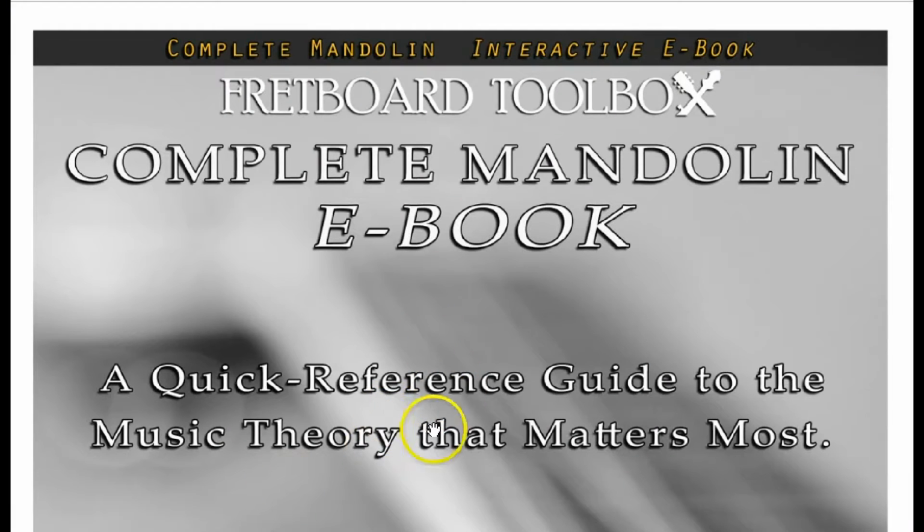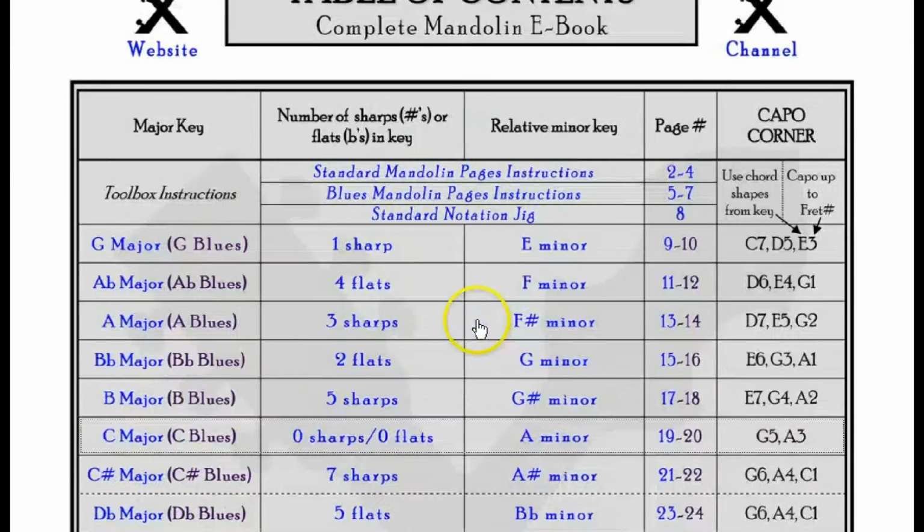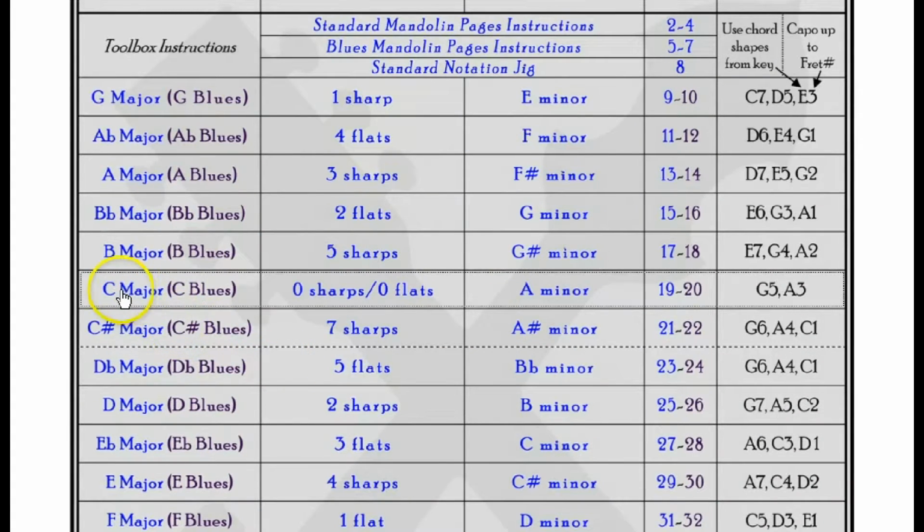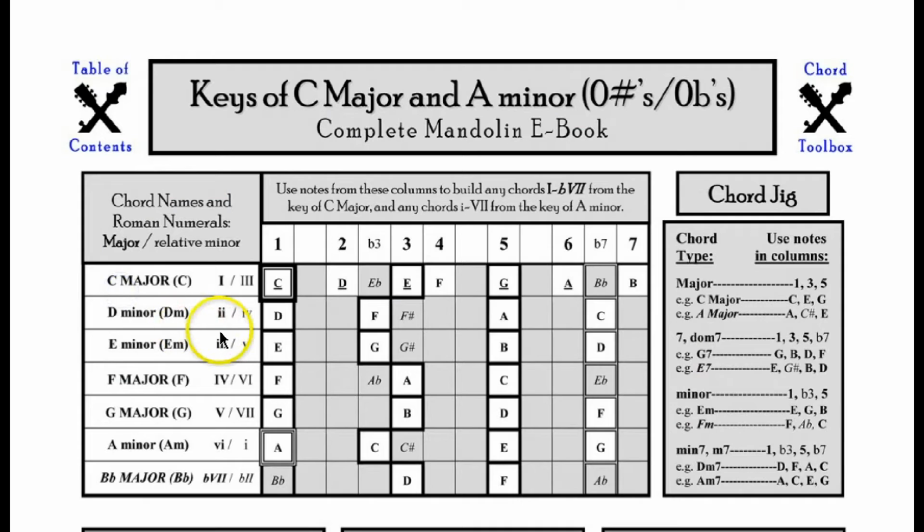Okay, so using my Complete Mandolin Interactive ebook, if you scroll down and go to the key of C major, you just click on it. And then we're going to see the chords that make up the key of C major. In white boxes we'll see the notes that make up the key of C major, and then we'll see the notes that make up the other chords in the key. For this song we only need to know the 1 chord is C major, the 4 chord is F major, and the 5 chord is G major.